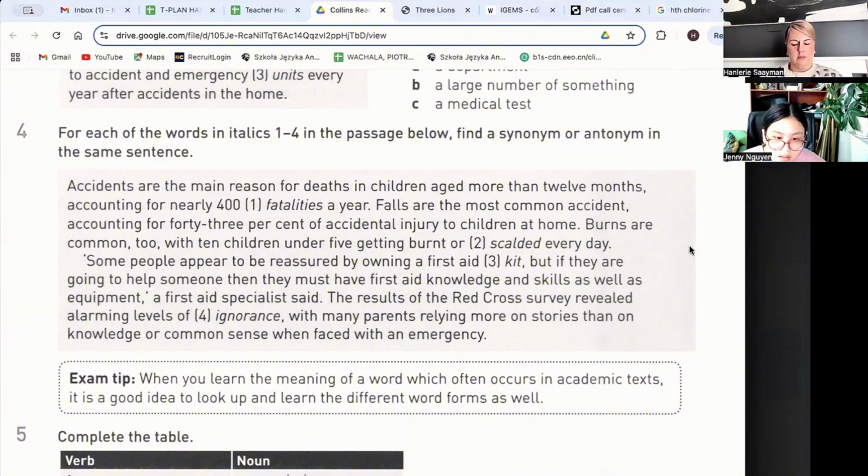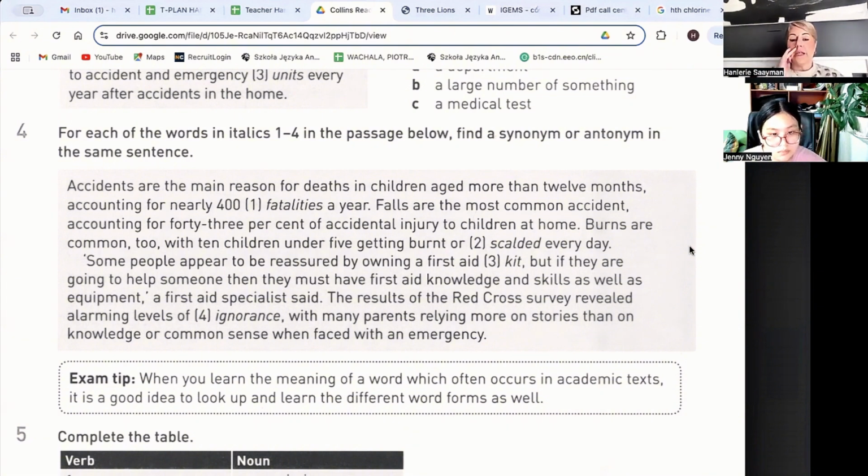A first aid specialist said the result of the Red Cross survey revealed alarming levels of ignorance, with many parents replying more story and knowledge or common sense when faced with an emergency. Okay.